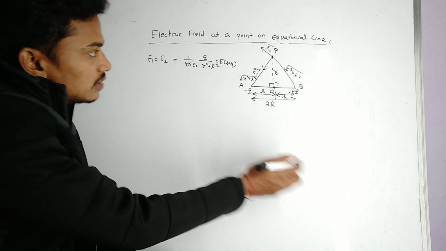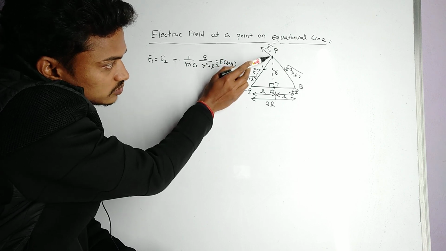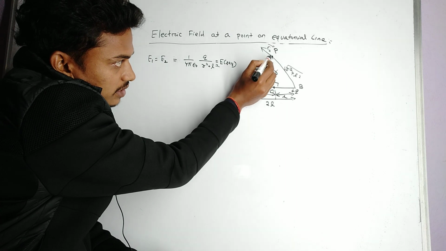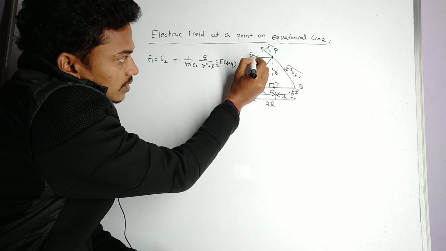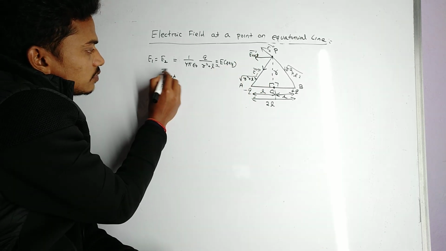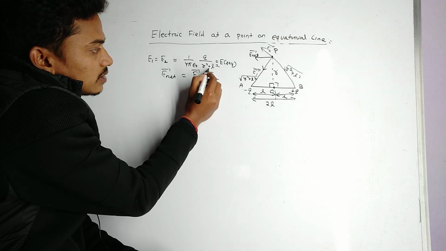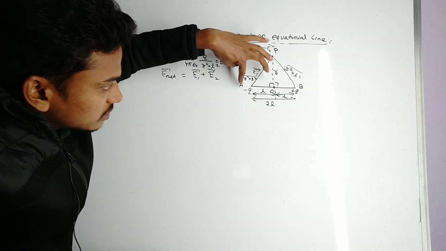You see here the E1 vector and E2 vector are joined tail to tail. So by the parallelogram law of vector addition, the resultant vector will be in this direction. Suppose this is E net. So E net is equal to E1 vector plus E2 vector, and the resultant vector is parallel to the line joining minus q and plus q.